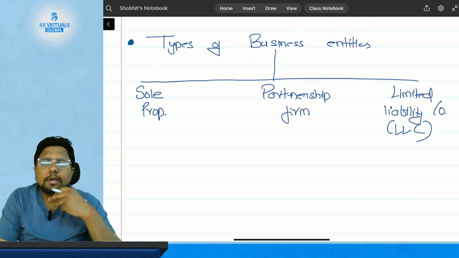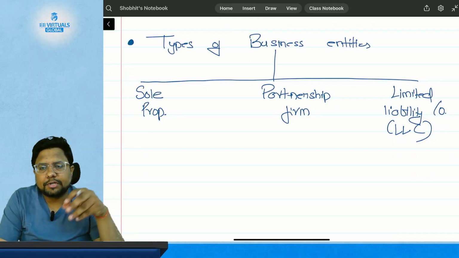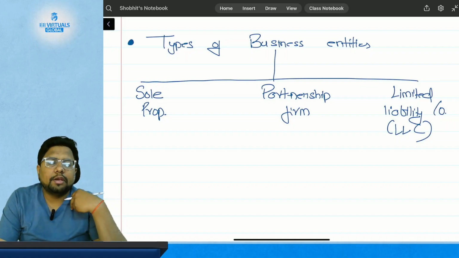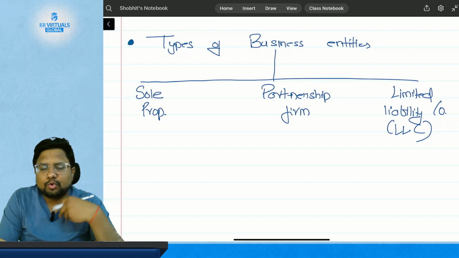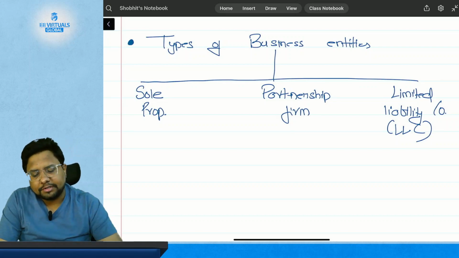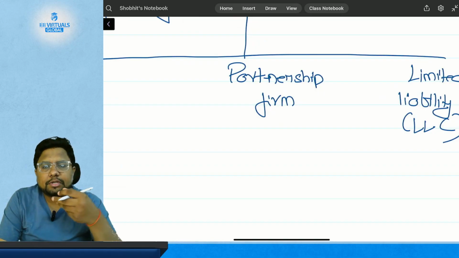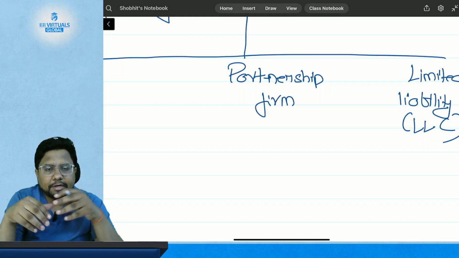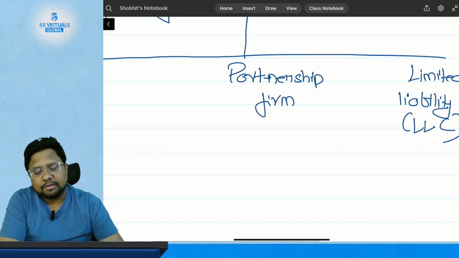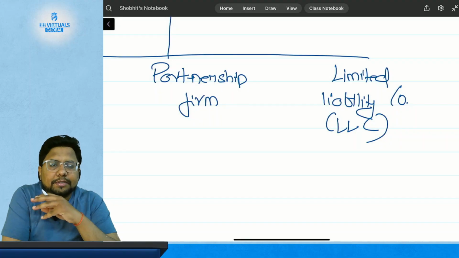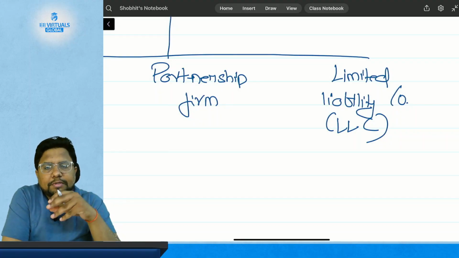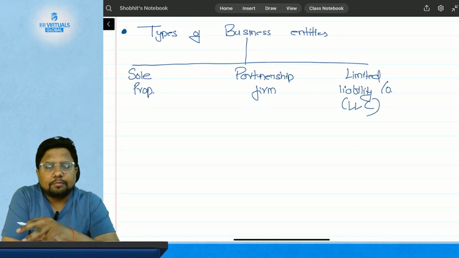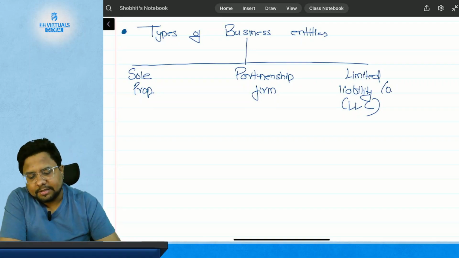What is sole proprietorship? Suppose there is one individual person who has started a business. That individual person is the sole proprietor of this business. Suppose if I am starting my shop, then I am the sole proprietor of that shop. What is partnership? Partnership is where two or more persons come together to start a business. Suppose me and another person start a business, then it is known as a partnership firm. And last we have the limited liability company, which is a separate legal entity in the eyes of law, separate from the persons who have started it. So there are three types of entities: sole proprietorship, partnership, and limited liability company.